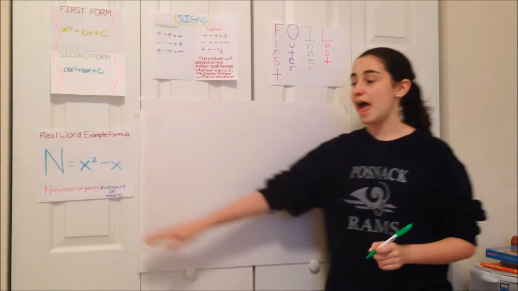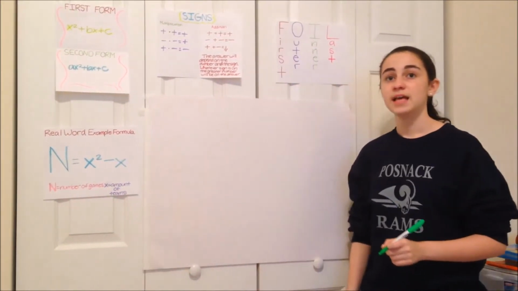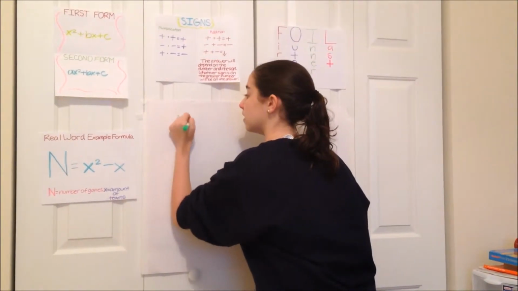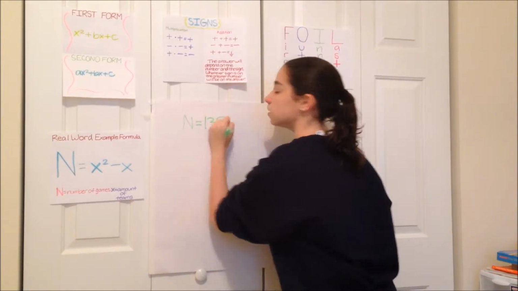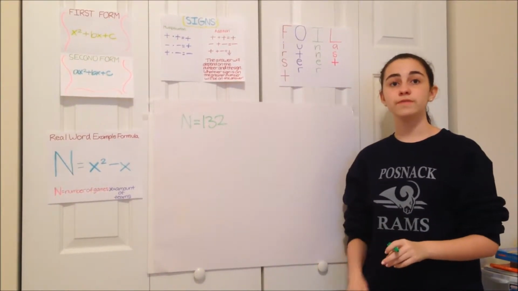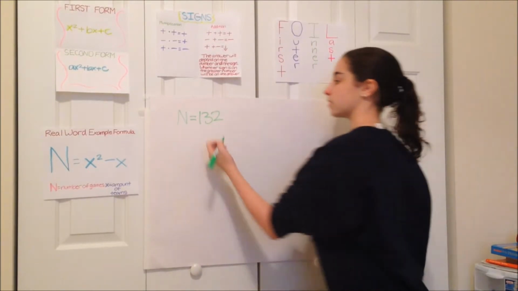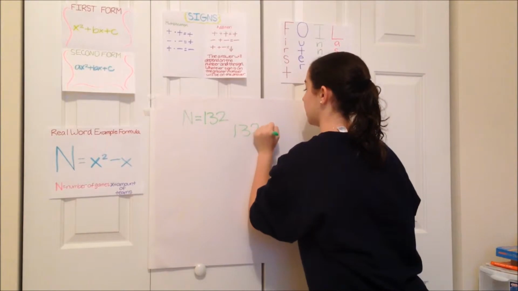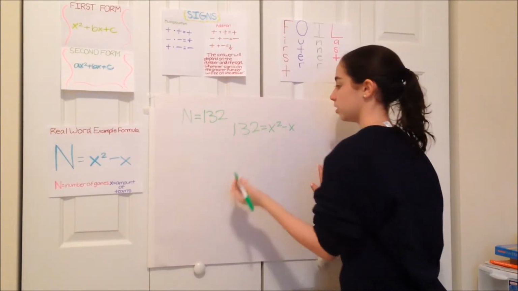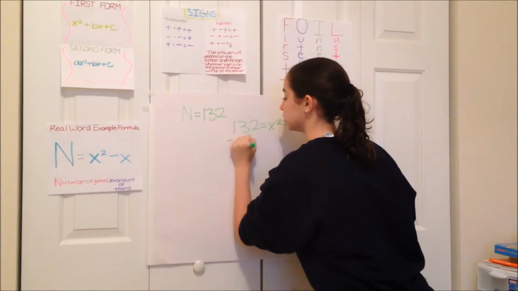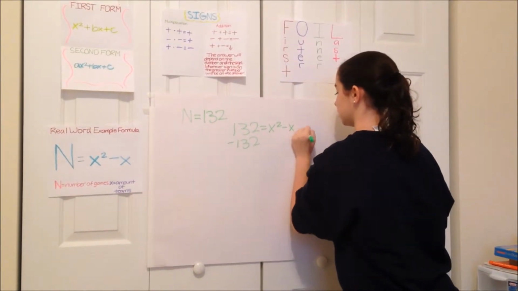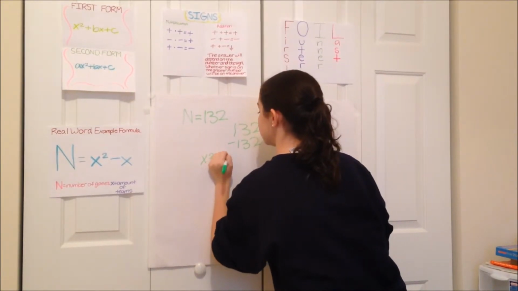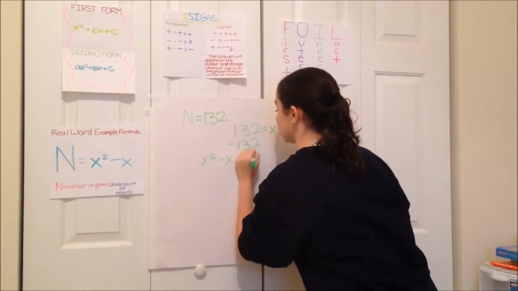According to the formula, n represents the number of games played. Since they've told you that they want to play 132 games, n equals 132. Once we plug in that, all you have to do is factor the rest of the equation. So, you have the formula 132 equals x squared minus x. So you want to bring the 132 to the other side, so we have a trinomial. So you're going to get x squared minus x minus 132.